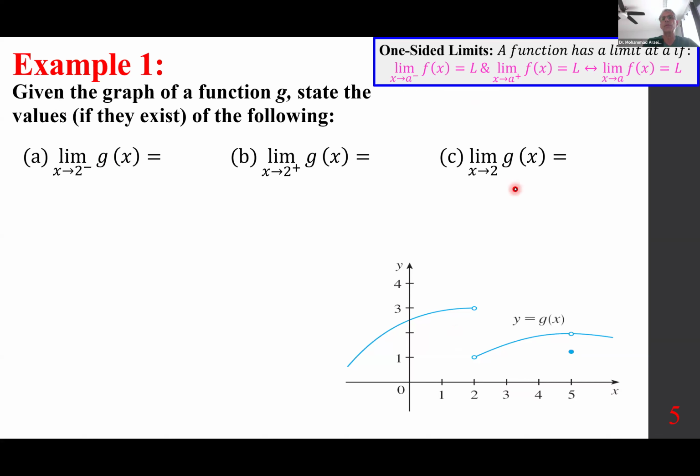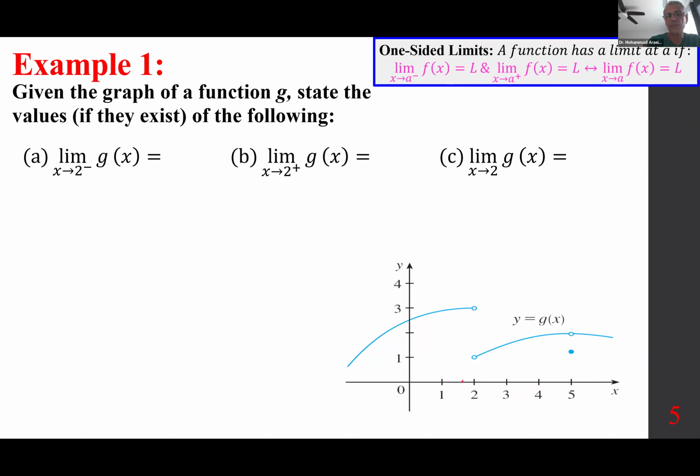So we're interested in the limit of g of x as x approaches 2, and that's why we look at one-sided limits. The limit, by definition, remember: the limit of f of x as x approaches a from the left equals L, and the limit of f of x as x approaches a from the right is L. Then the limit does exist. So we want number 2.